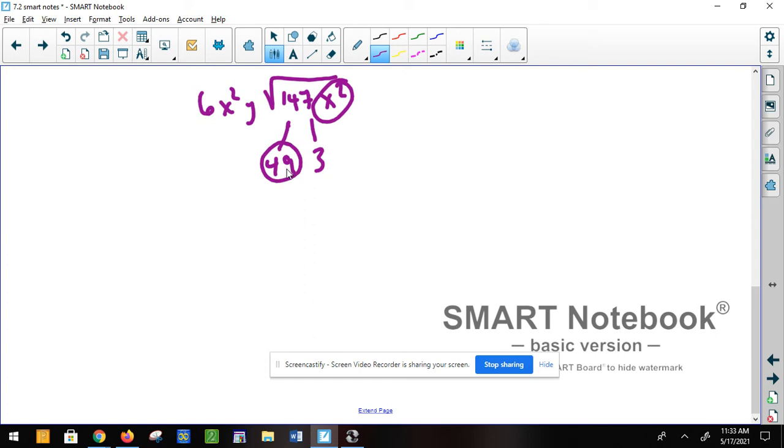Square root of 49 is 7. That'll multiply the 6 that's already out there and make it 42. Square root of x squared is x. That'll multiply that x squared and make it x cubed. That y is still out there, and this 3 is what's left over. So your answer is 42x cubed y square root 3.